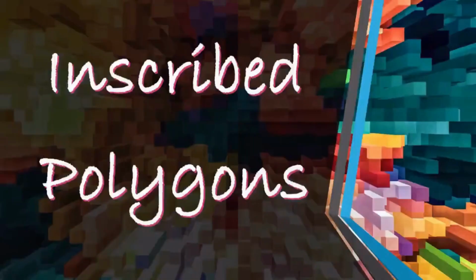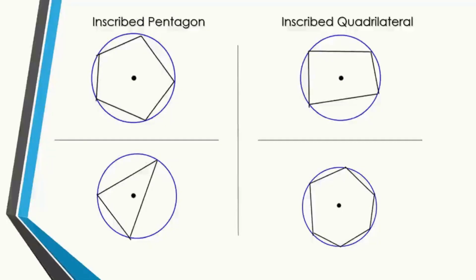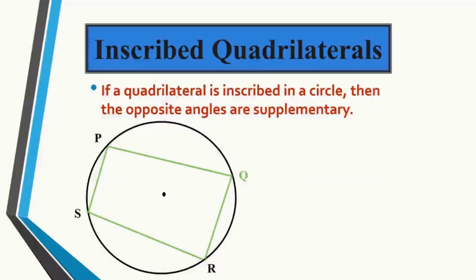Now, inscribed polygons. So, we have different figures of inscribed polygons. So, we have inscribed pentagon, inscribed quadrilateral, inscribed triangle, and inscribed hexagon. So in an inscribed quadrilateral, if a quadrilateral is inscribed in a circle, then the opposite angles are supplementary. So, the measure of angle PSR plus the measure of angle PQR is equal to 180 degrees. Same with angle QPS plus QRS is also 180 degrees since they are supplementary.